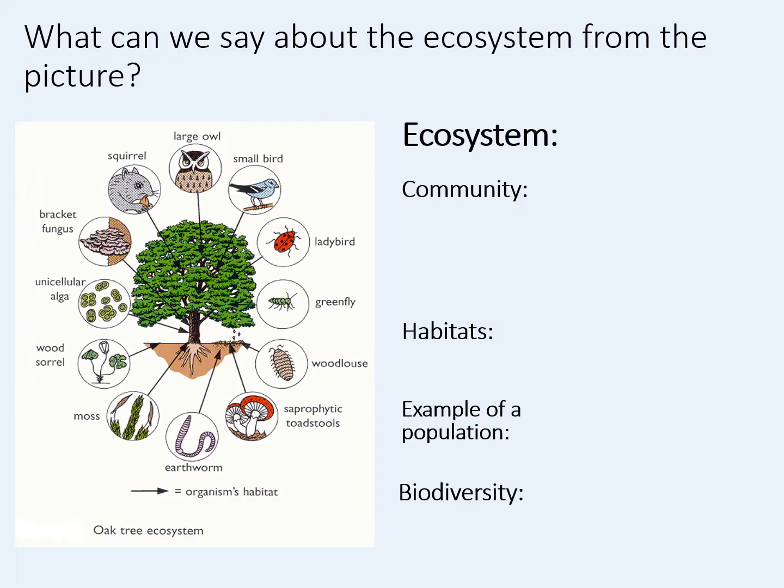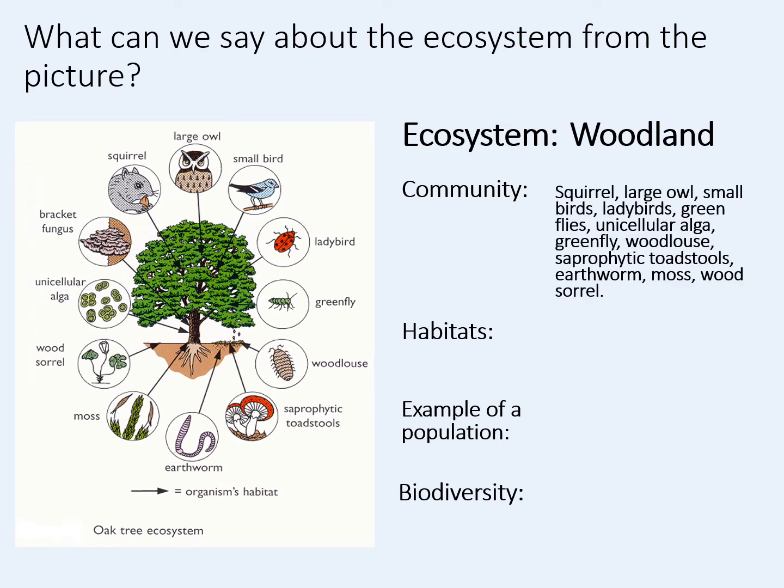The first picture shows an ecosystem. If you want to, you can pause the video and try to write down what the ecosystem is, what the community is, and so on before I go over the answers. So the answers are that this is a woodland ecosystem, and the community would be all of the living things that exist in this ecosystem. So that would be the squirrel, the large owl, the small birds, the ladybirds, the greenflies, the unicellular algae, the woodlouse, the toadstools, the earthworm, the moss and the wood sorrel.